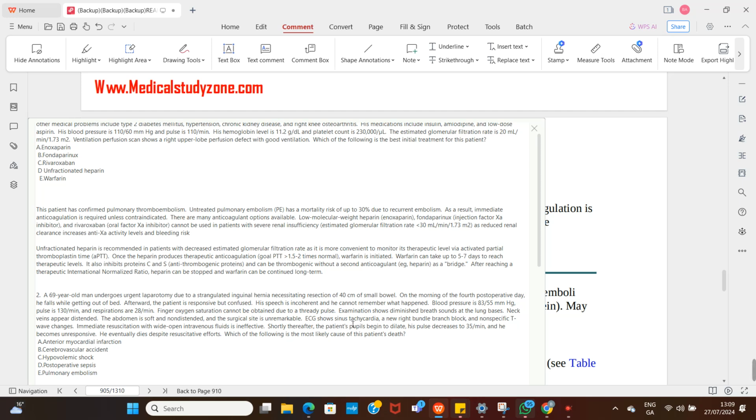ECG shows sinus tachycardia, a new bundle-branch block, and non-specific T-wave changes. Immediate resuscitation with wide open intravenous fluid is ineffective. Shortly after, the pupils begin to dilate, the pulse is 35, he becomes unresponsive, and dies despite resuscitative efforts. Which of the following is the most likely cause of this patient's death? Anybody?